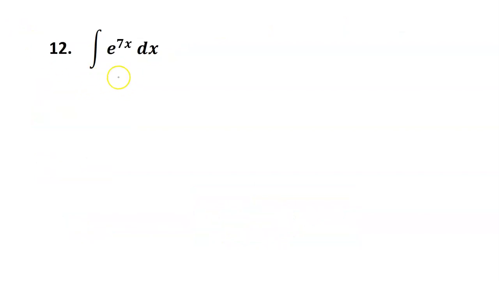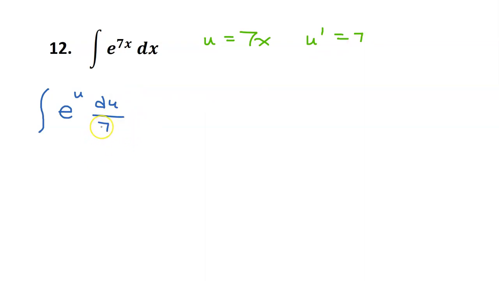Taking a break from the quotients for a minute, let's do some u substitution. So u will equal the exponent of 7x, which means that u prime will equal 7. So if we do that substitution, we get the integral of e to the u. Instead of dx, we write du over u prime, which is 7. The 7 in the denominator can be put in the front of the integral as 1/7. So we have 1/7 the integral of e to the u du.